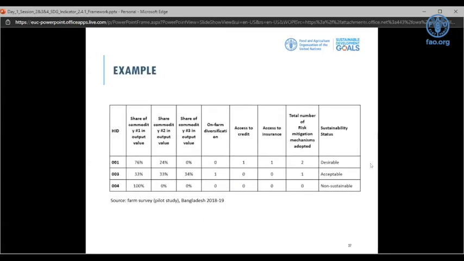So this is, again, the data from the Bangladesh pilot study that was conducted in 2018 and 19. On top of the information that we have already collected and reanalyzed for this particular sub-indicator, which is on the diversification part, because no new information is required, one question is asked about access to insurance and access to credit. As you can see here, for holding number one, the share of commodity one in the total output value is 76%. So this holding is basically reliant on one single commodity for its revenues or for its output value. So the on-farm diversification in this case is zero. This farm is not diversified.